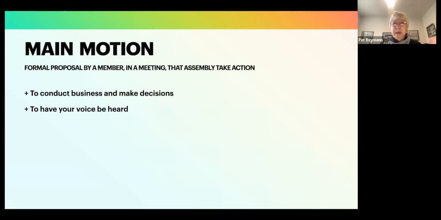So as the maker of the motion, you get your voice heard. As one who would be speaking in debate, you get your voice heard. And certainly when you are voting, your voice is heard. So this is important so that everyone who wishes to take part in the decision-making process can do so. So we do that by a main motion, which is a formal proposal that the assembly take action, and it's a new idea.